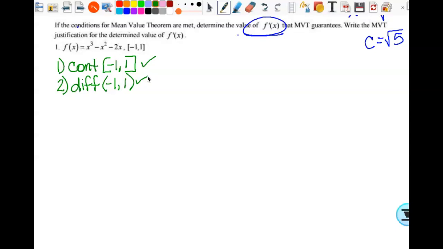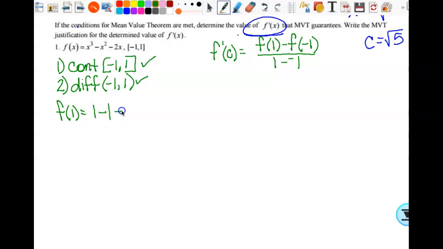Okay. And we want to show that f prime of C is equal to f of 1 minus f of -1 over 1 minus -1. So in this case, I don't have a graph, so I need to actually find these. So f of 1, so 1 cubed is 1 minus 1 minus 2.